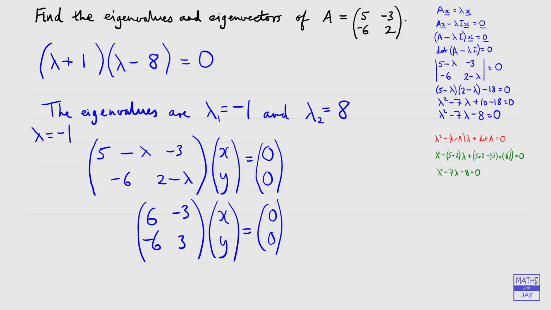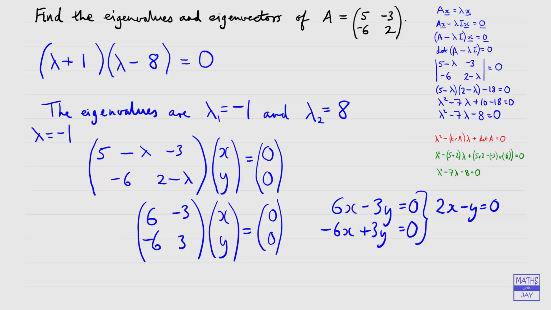So the equations we've got here are 6x minus 3y is 0, and negative 6x plus 3y is 0. So in fact those are the same equation, and if we simplify them, 2x minus y is 0, so we can say, well, y is equal to 2x. So all we need to do now is choose a value for x, and the simplest thing to do is to say, well, let's take x is 1, and then y would be 2 times 1. So now we've got an eigenvector, so it's not unique, there are loads of different ones, an infinite number of eigenvectors.